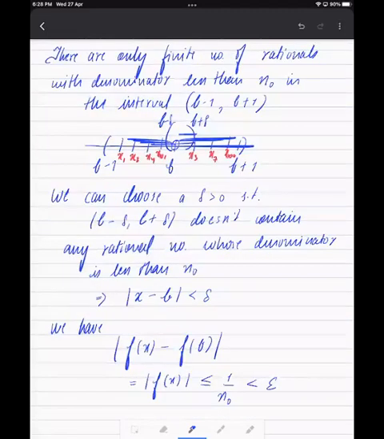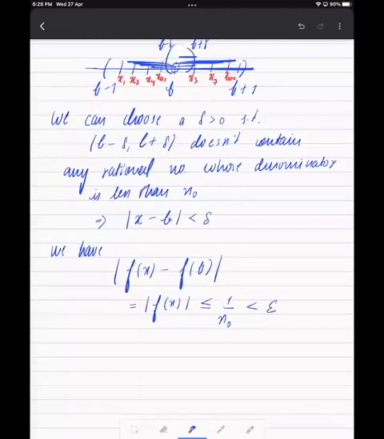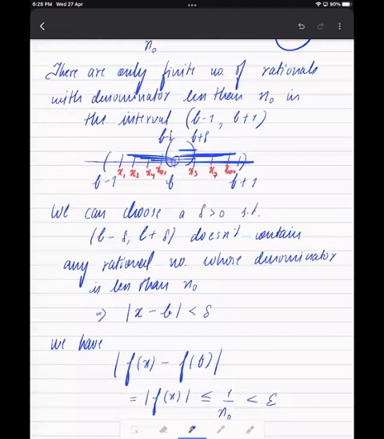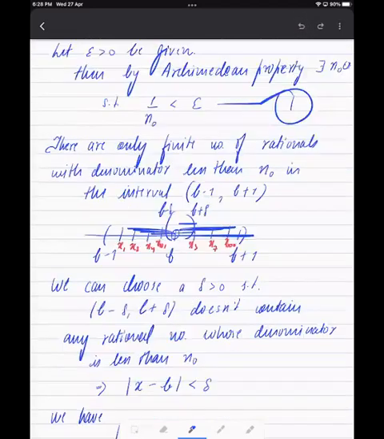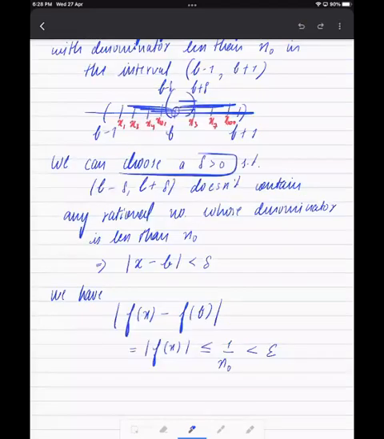So what I have done: first of all, I had an epsilon. I have chosen a delta such that for every x here, mod f of x minus f of b is less than epsilon. I've basically used the definition to prove that the function is continuous at all irrationals.